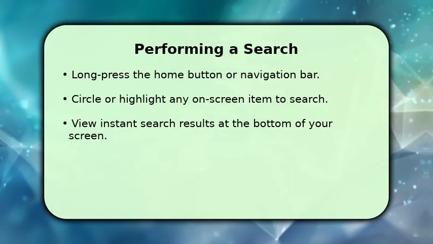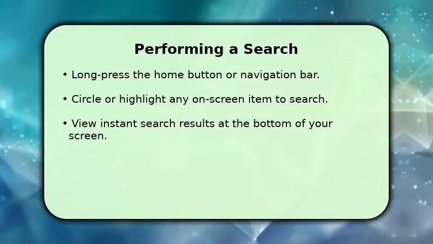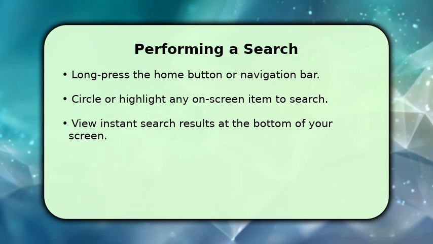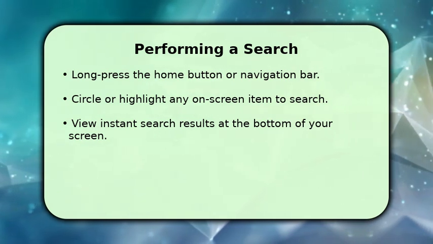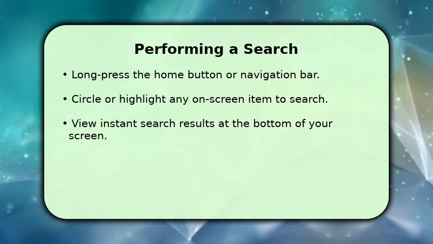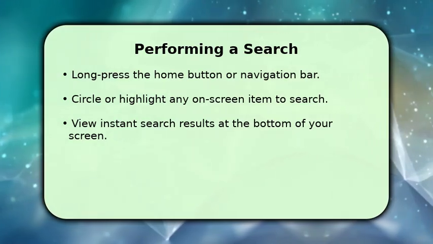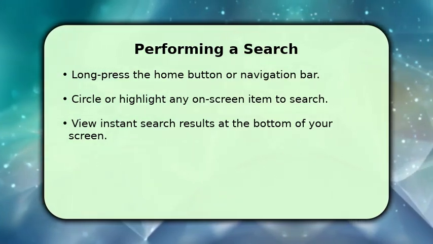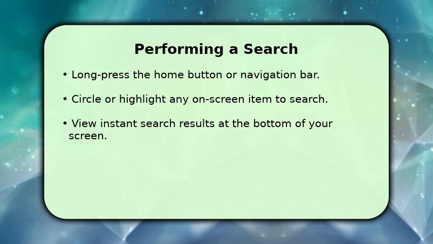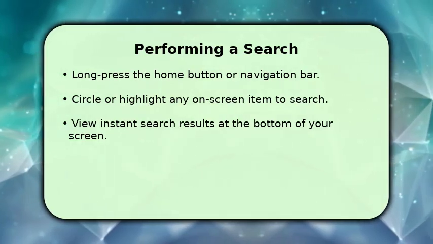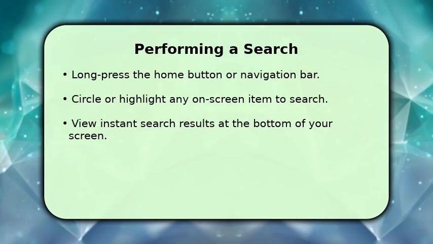Once activated, using Circle to search is incredibly straightforward. Simply long press the Home button or the navigation bar at the bottom of your screen. This action will pause your current view and activate the search overlay. Then, use your finger to draw a circle or highlight any object, text, or image you wish to search. The system will instantly provide relevant results without leaving your current application.